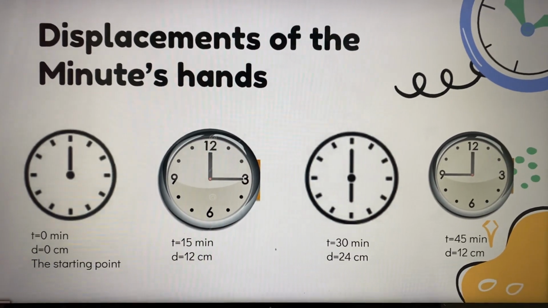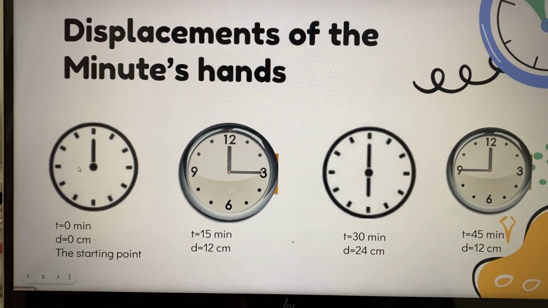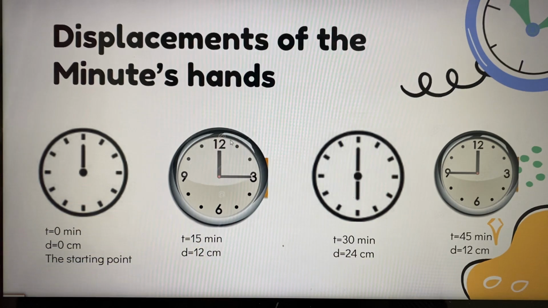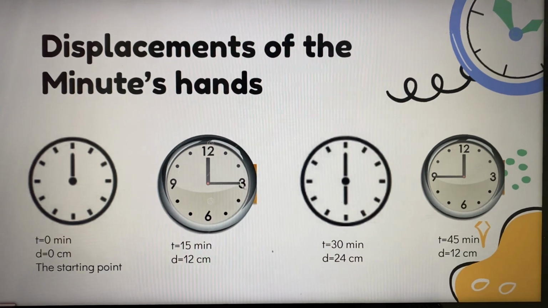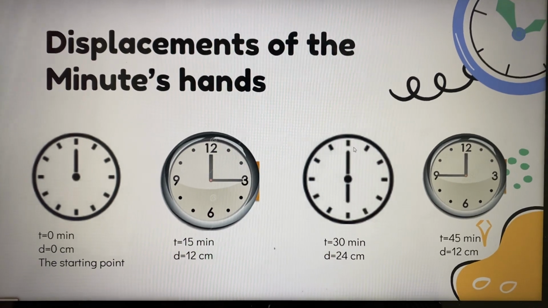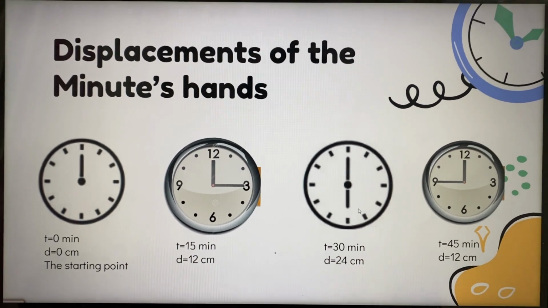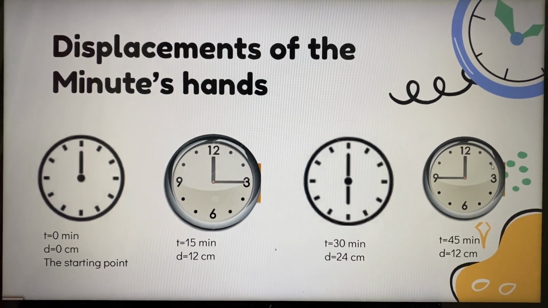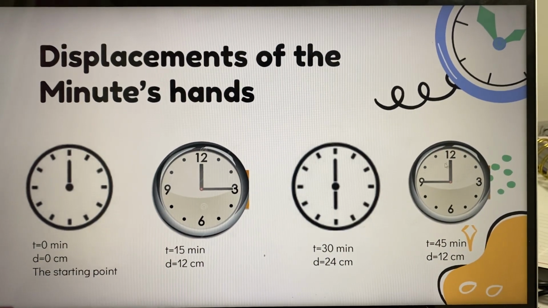So for the first clock, we can see that it took 0 minutes and 0 centimeters to measure. This is also our starting point. The second clock took 15 minutes from here to here, from 12 to 3, and this is 12 centimeters when measured by a ruler. And then for the third clock, it took 30 minutes to go from here all the way to here, so 12 to 6, and this is 24 centimeters. And then finally for the last one, in order to go all the way from 12 till 9, that is 45 minutes, and it is 12 centimeters from here to here measured.